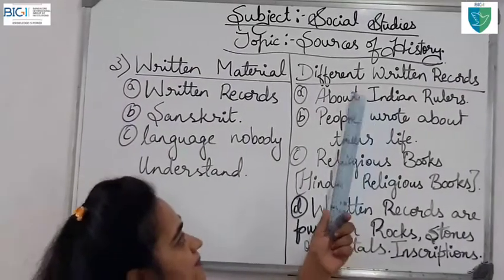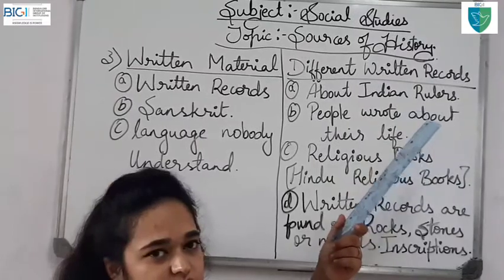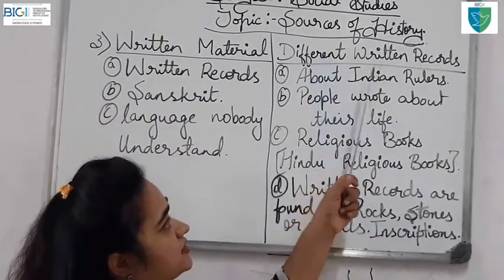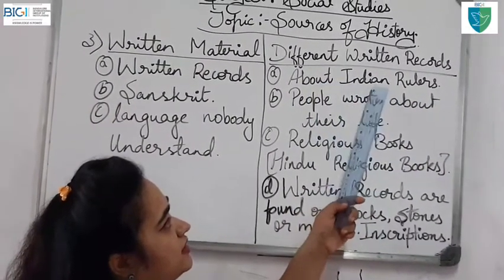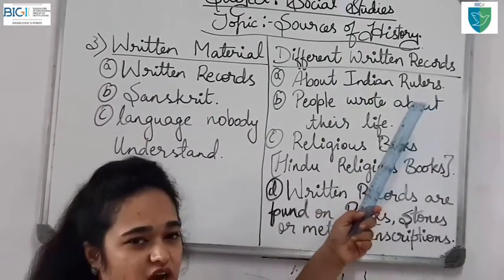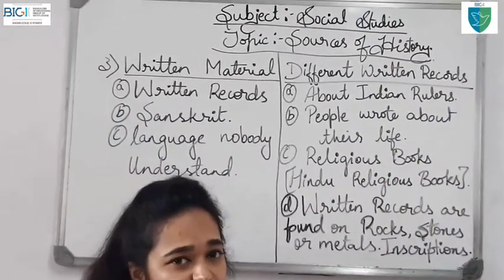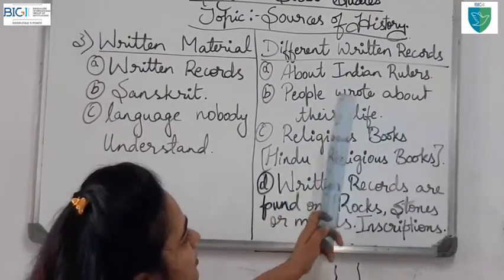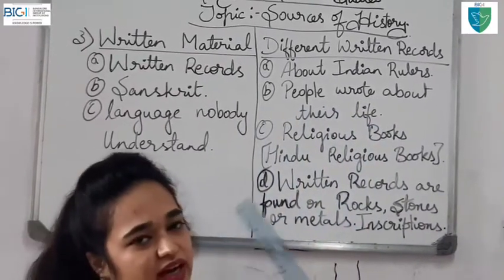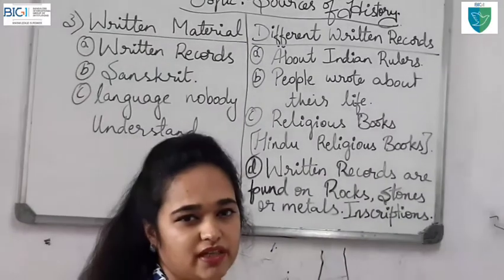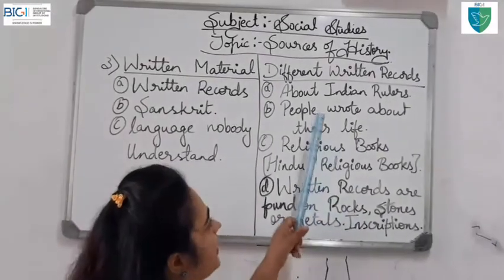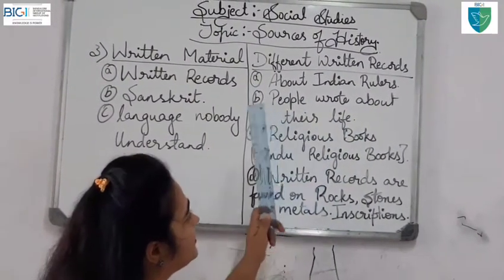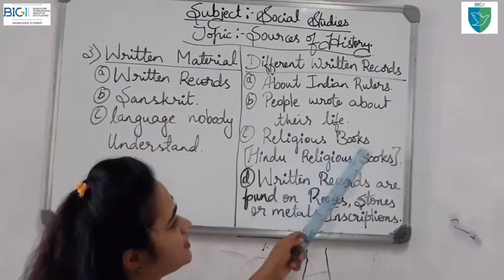Okay. Next, different written records. This is just a jog of points. Under different written records, we come to know about Indian rulers, how they lived, how their lifestyle was, what were their achievements, which wars they went through, everything. Then people wrote about their lives. So the normal people, other than rulers, ministers, mantris, whoever they were, the normal people also wrote about their lifestyle.